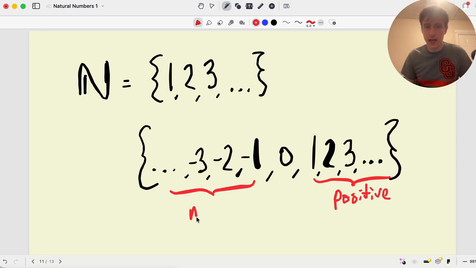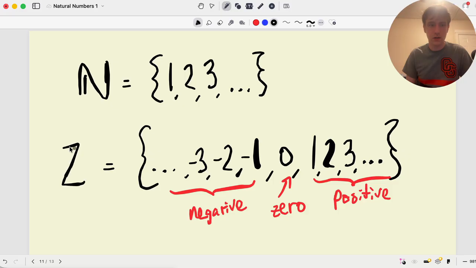These would be called negative. And this identity element we call 0, which for the longest time was not incorporated into math. I think it was Brahmagupta, an Indian mathematician, who really established that. Okay, and we call this set of numbers Z.